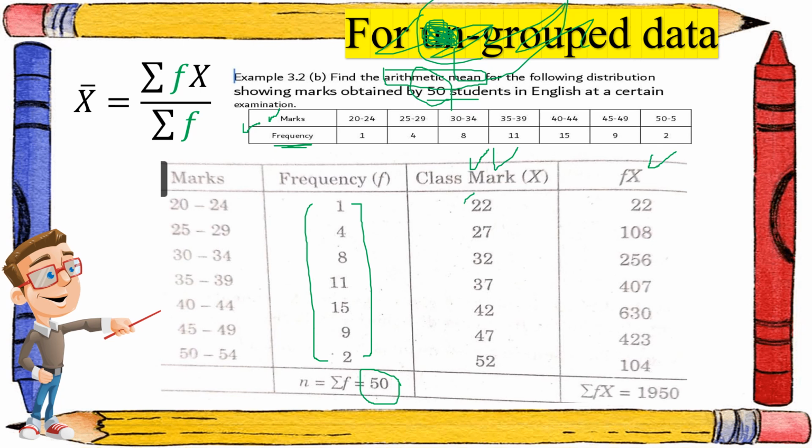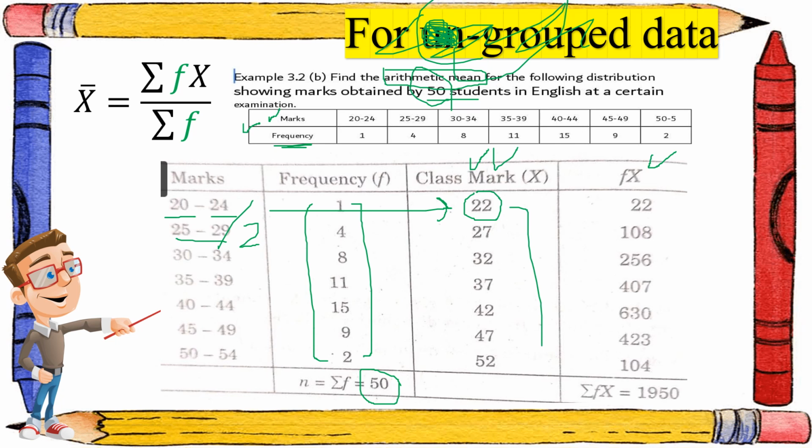The class mark is the midpoint, and the first one comes to 22. Let me give you one example of how 22 comes. Here you can see 20 plus 24 divided by 2. So we get the first class mark, that is 22. Following the same procedure, we get 27, that is 25 plus 29 over 2, and we get 27, and like this we get all the values.